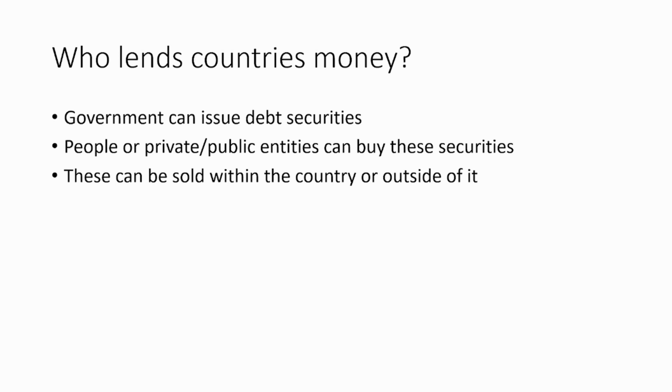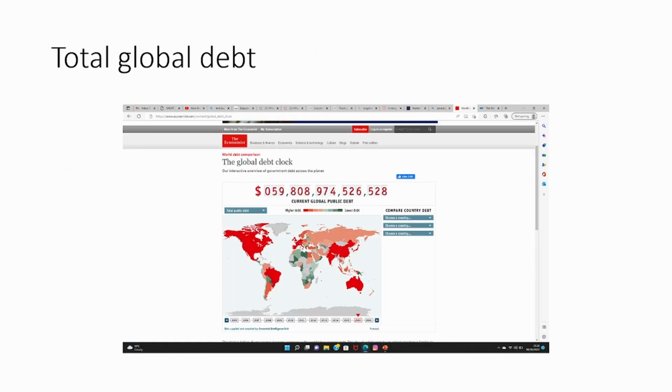And also because US securities are considered very risk free, it's a good thing for the buyer that you hold a very risk free security or risk free asset, and you get a coupon payment every month or every year. This is an interesting graph.